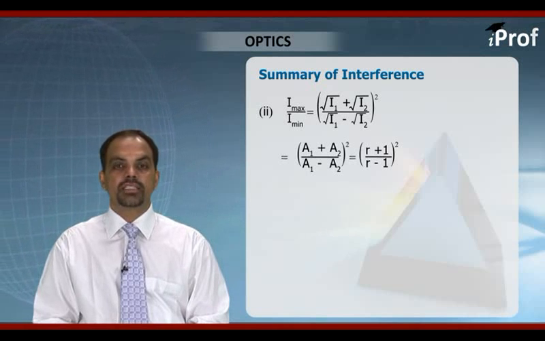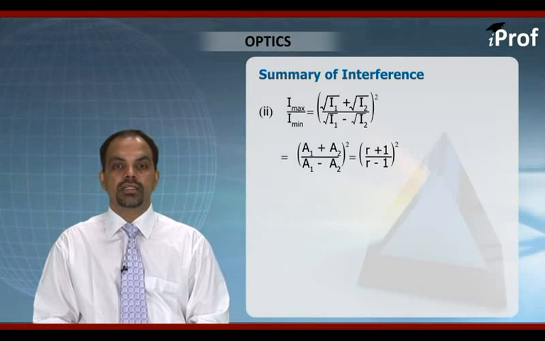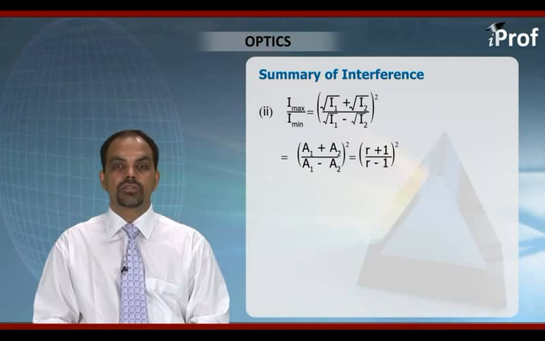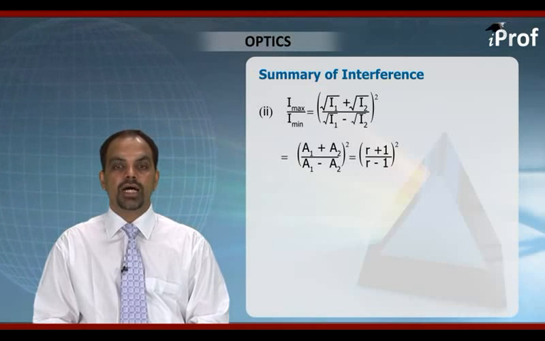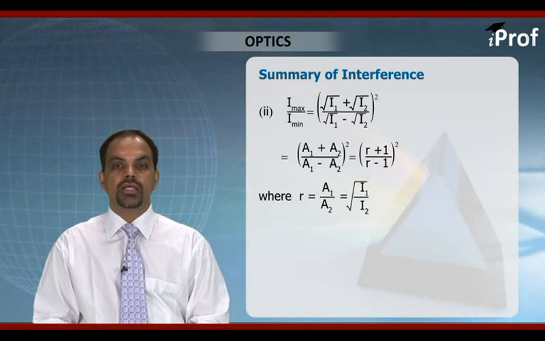Now if I say small r is the ratio of amplitudes of the interfering waves, we can write the ratio of maximum to minimum intensity in terms of this small r. So this ratio will be r plus 1 divided by r minus 1 raised to the power 2, and this ratio of amplitude, that is A1 over A2, will be simply the ratio of intensities under root.